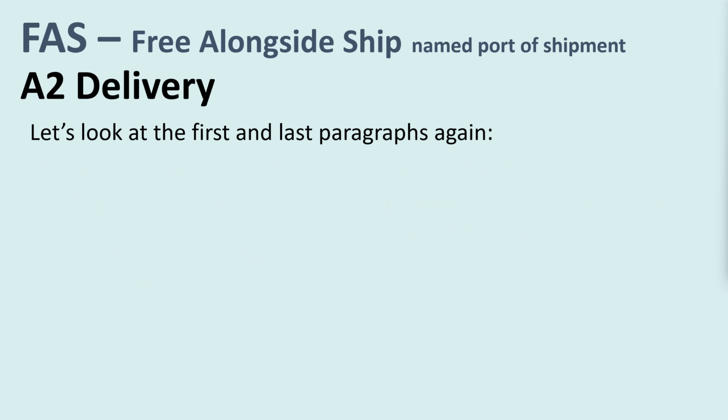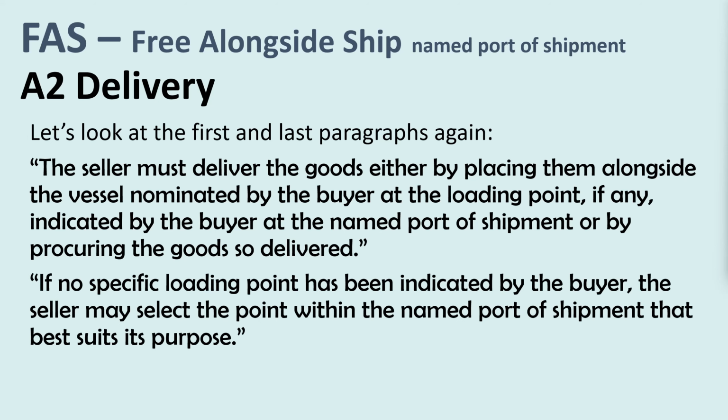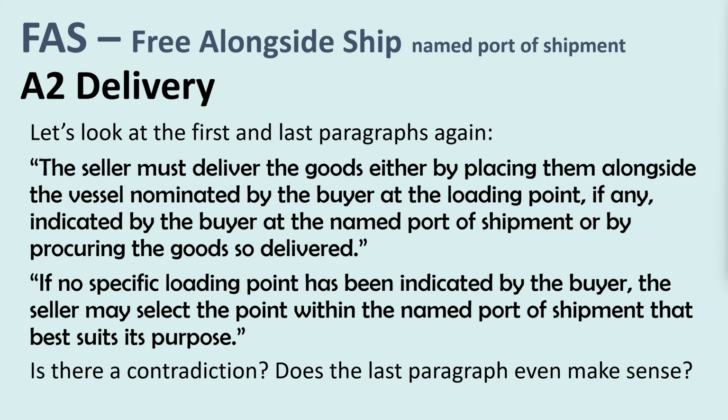Let's look at the first and last paragraphs again. The first, the seller must deliver the goods either by placing them alongside the vessel nominated by the buyer, at the loading point, if any, indicated by the buyer, at the named port of shipment, or by procuring the goods so delivered. And the last paragraph, if no specific loading point has been indicated by the buyer, the seller may select the point within the named port of shipment that best suits its purpose. Is there a contradiction? Does the last paragraph even make sense?